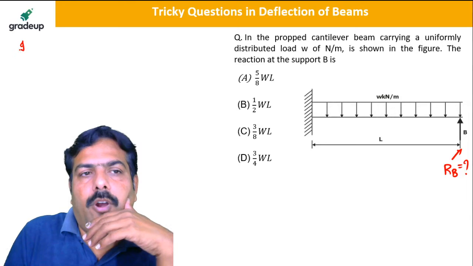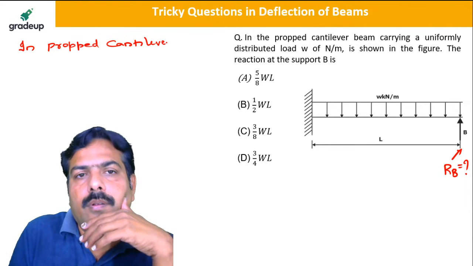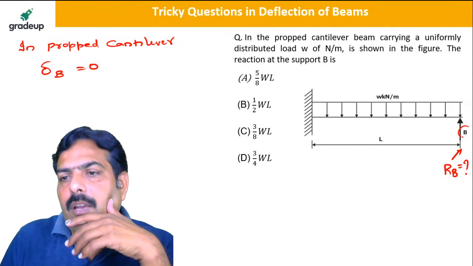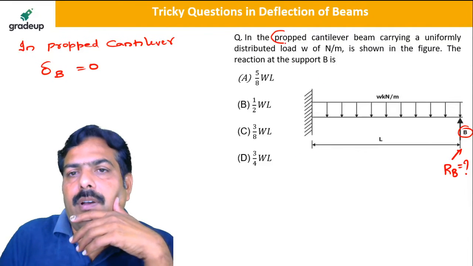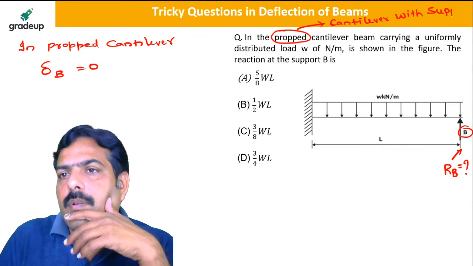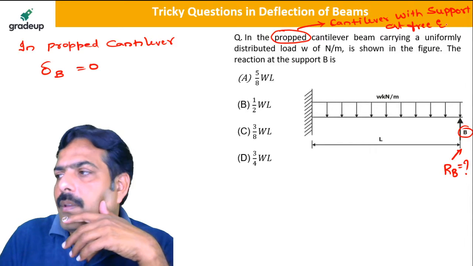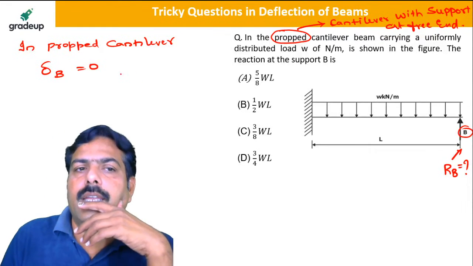So my dear friend, in a propped cantilever, the deflection at B is equal to 0 since you are applying a load at the free end. So what is a propped cantilever? A propped cantilever is a cantilever with support at the free end. So when you support at the free end, then this you will be getting.